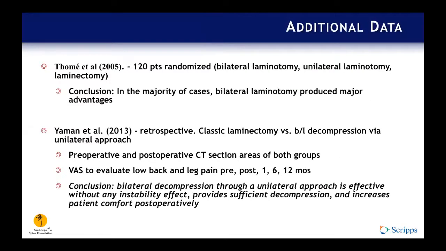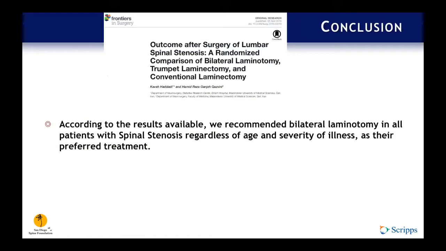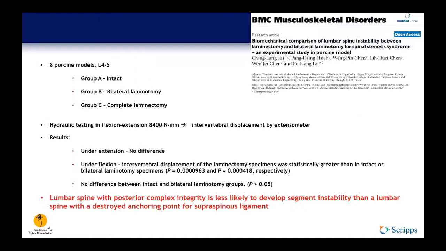Here's some additional data. There are a couple of other papers out there. One shows that bilateral laminotomy produced major advantages, and the other one says that bilateral decompression through a unilateral approach is effective without causing any instability and adequately decompressing the spine. So in this paper that we looked at here, they recommend bilateral laminotomy. So there are a lot of different techniques out there.